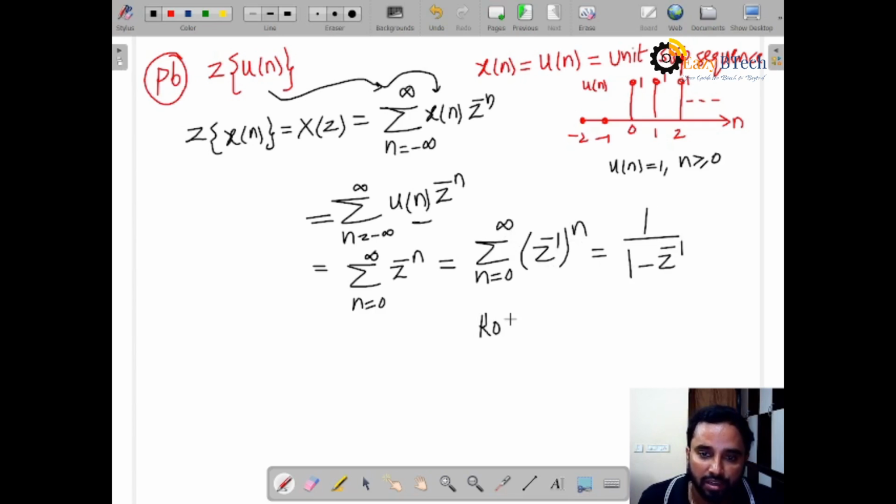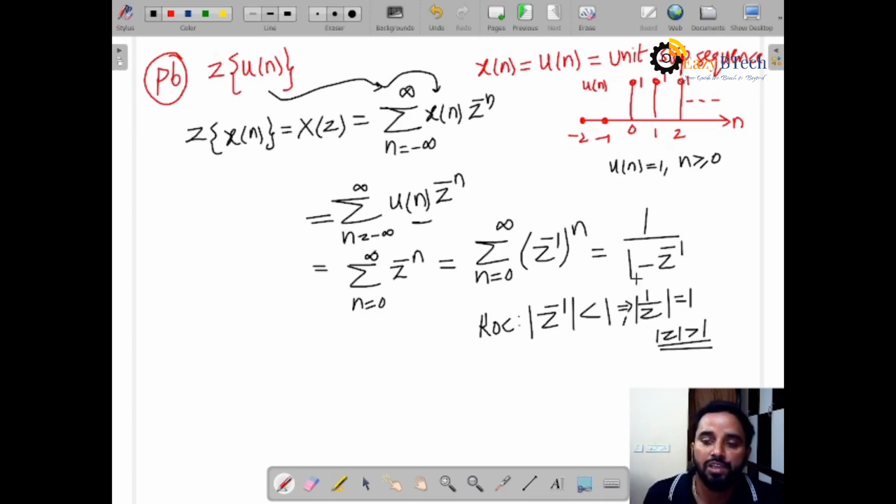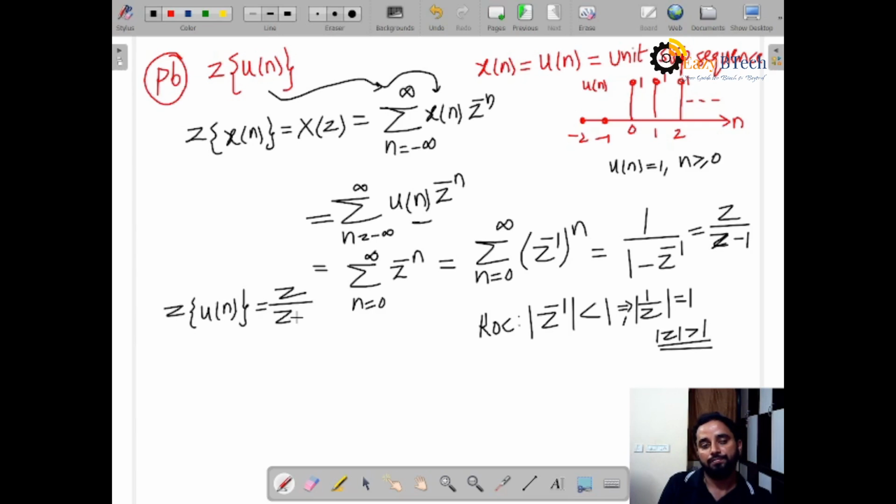And what is the ROC here? ROC: c value less than 1. Here c is equal to z inverse. So z inverse is less than 1. Z inverse means 1 by z is less than 1. 1 by z is less than 1 means z is greater than 1. So this is the ROC. Z is greater than 1. And 1 by 1 minus z inverse we can write as z by z minus 1. So Z transform of u of n is equal to z by z minus 1. And ROC, how much did we get? Mod z, or magnitude of z, is greater than 1.